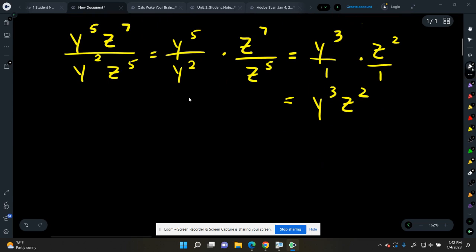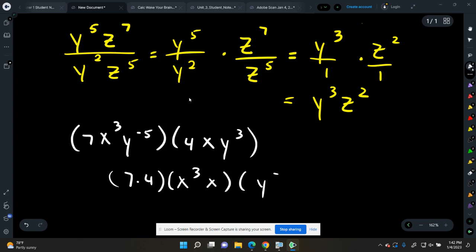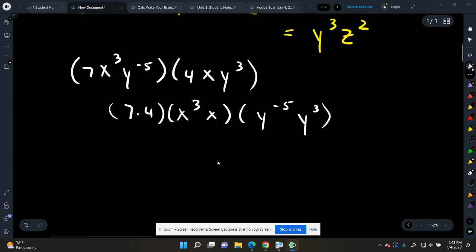Okay. All right, the one we had on the quiz, 7x to the 3rd, y to the negative 5th, times 4x, y to the 3rd. So if we put everything together, that's like terms. Now, I don't think I saw anyone actually do this on their quiz, which is a shame because some of you did not get it correct. Don't do it in your head if you're not getting them correct, okay?